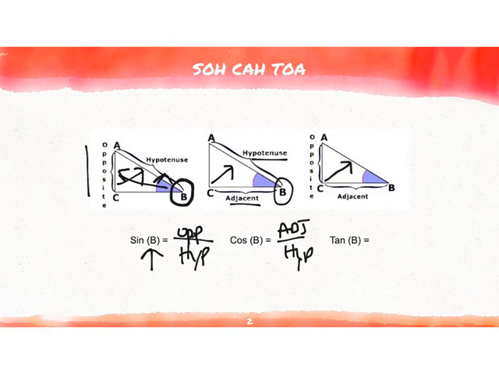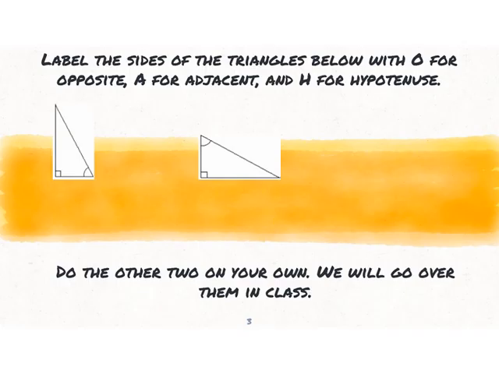So again, we don't have a hypotenuse here for our tangent, but we do have to use the opposite over adjacent for our tangent. And that's where that acronym came from. So that is our SOHCAHTOA. You can also see it here.